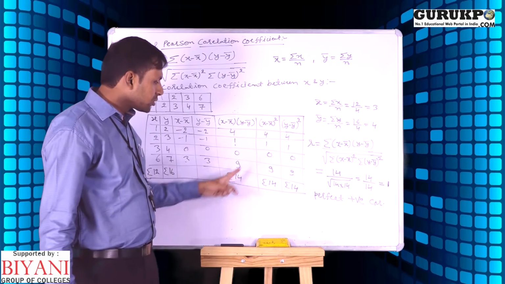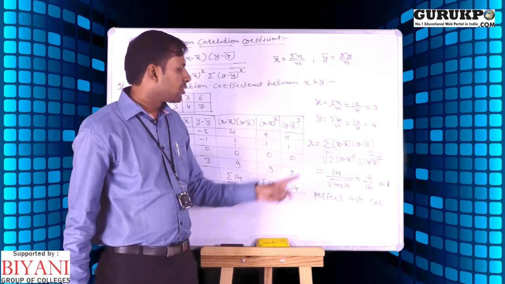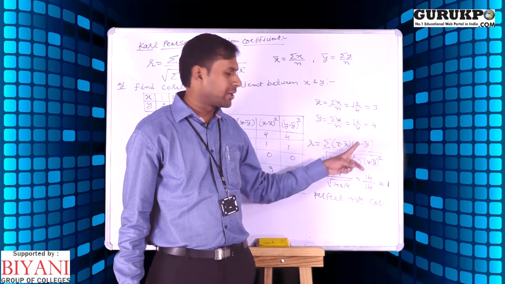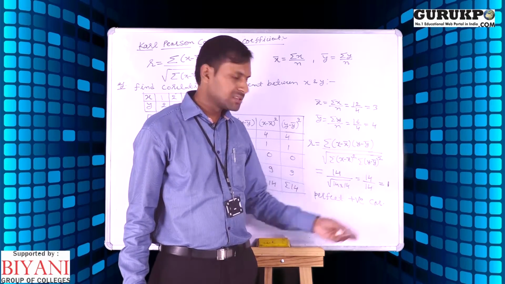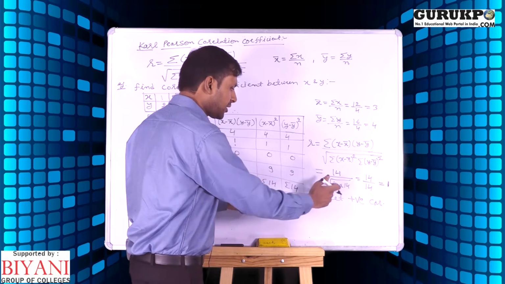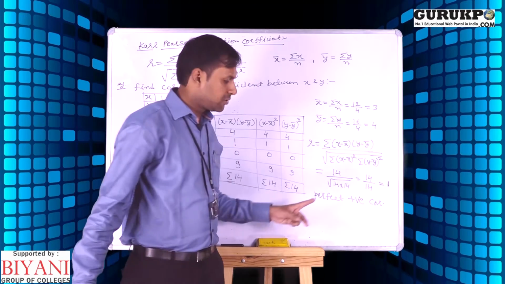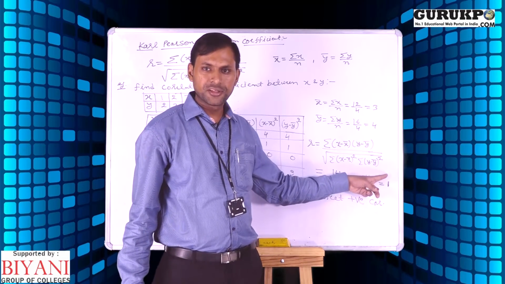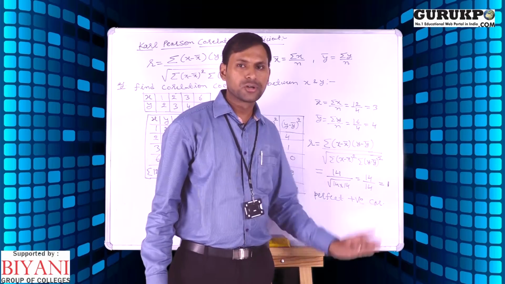Then do the sum of all of these. The correlation coefficient formula is sum of (x minus x bar)(y minus y bar) upon square root. This sum is 14, this sum is 14, and this sum is also 14. So the root of 14 into 14 is 14. 14 by 14 is 1. 1 shows perfect positive correlation.